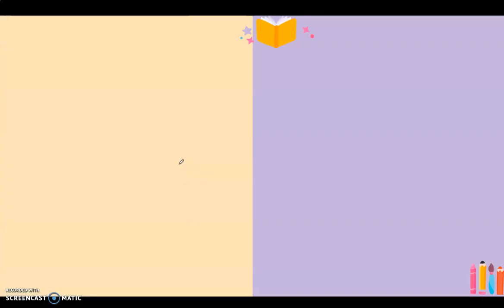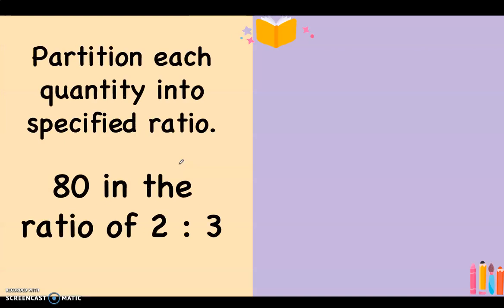Next, let's have more examples. Partition each quantity into specified ratio. So 80 in the ratio of 2:3. Again, to find its partitive proportion, we need to add the total number of parts. So we have 2 plus 3, that is 5. Then we divide 80 by it. And the answer is 16.